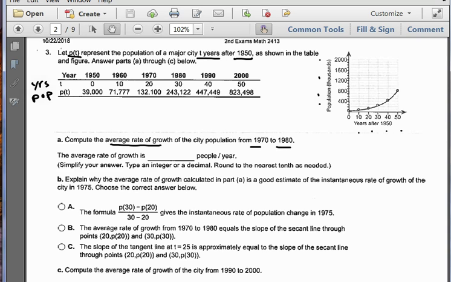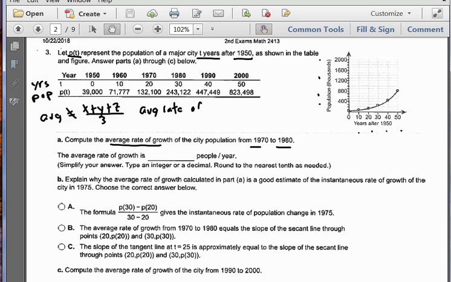Alright, so when we see that word average, normally we are thinking, let's add up a bunch of numbers and then divide it by the total number of numbers. And that is not the case here. This is the average rate of growth. It's not the average of a set of numbers.